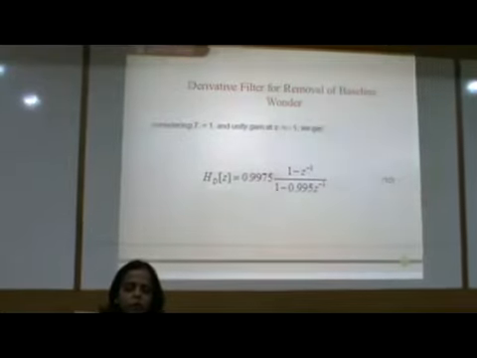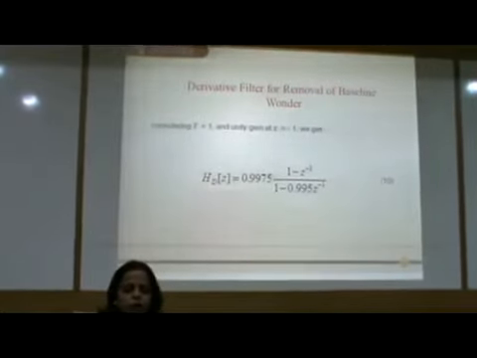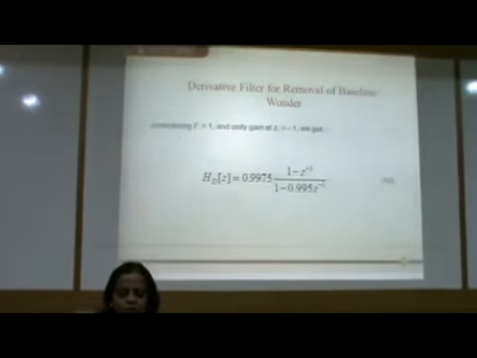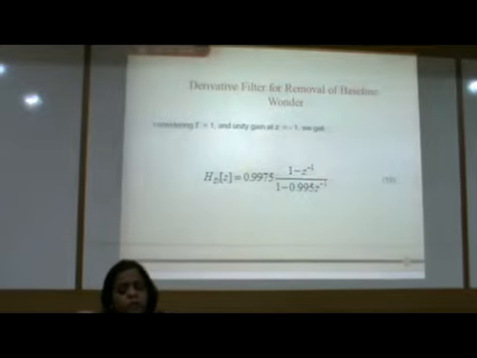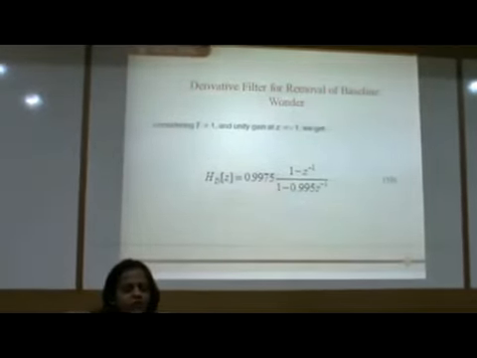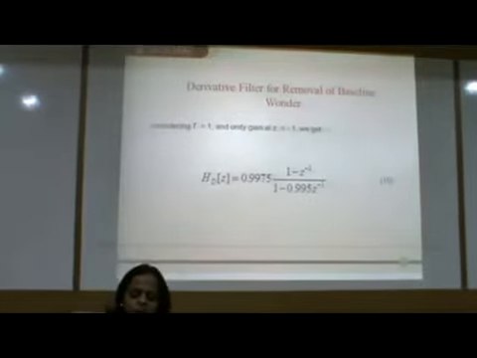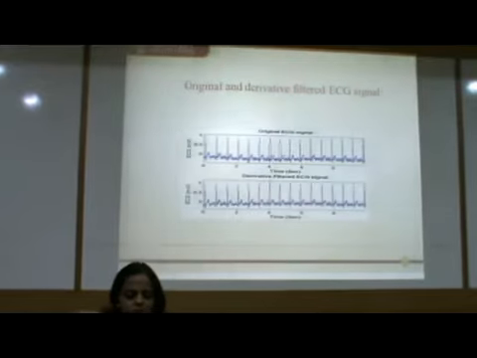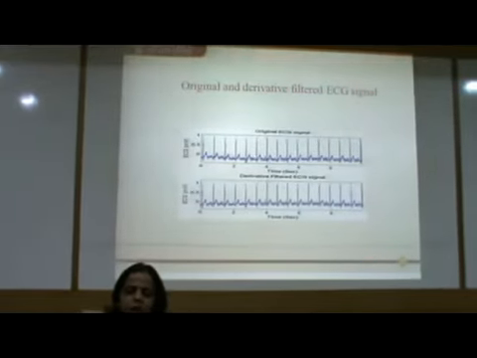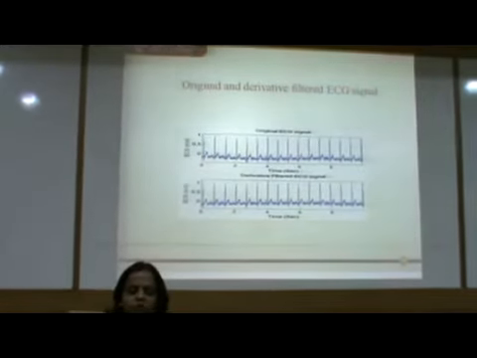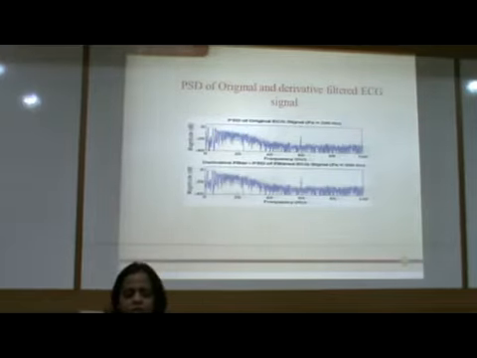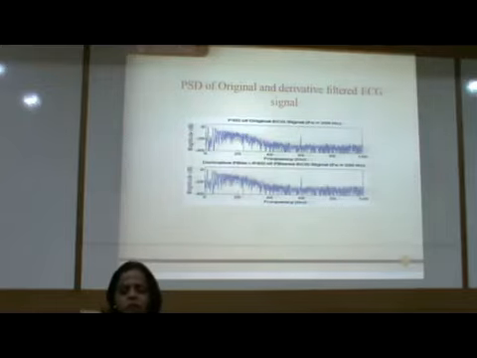Considering T equal to 1 and unity gain at z equal to minus 1, we get the final transfer function for the derivative filter as 0.9975 into 1 minus z inverse divided by 1 minus 0.995 into z inverse. After passing our ECG signal through this derivative filter, we get the result shown here: the original signal and the signal after the derivative filter, and the power spectral density of the original ECG signal and the derivative filtered ECG signal.